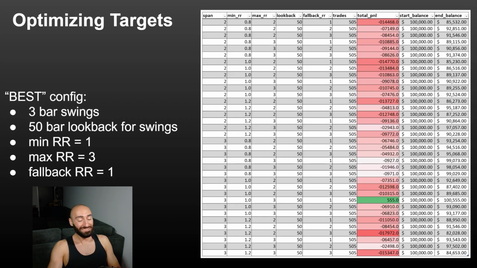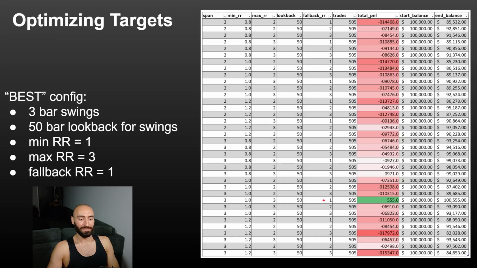But there's a sliver of hope. You see that? We have one profitable combination. And what is it? A 3-bar swing instead of 2 bars. So you need 3 bars left and right. A minimum RR of 1, so same as we had it. A max of 3 though, so giving it a little more potential for those bigger swings.